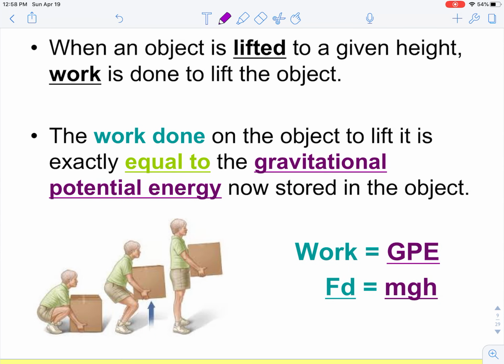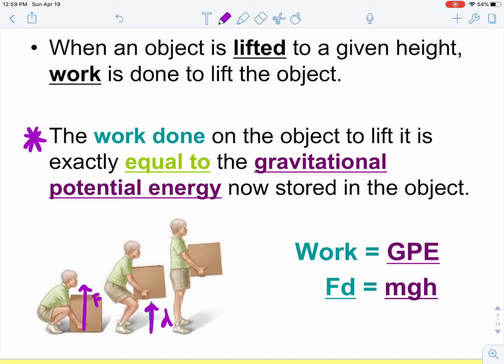So let's look at a few different examples. These slides are going to kind of be repetitive, but it's just to hammer that point in. When an object is lifted to a given height, work is definitely done, right? This person is applying a force upwards, and that box is moving an upwards distance. Those are parallel. Work is being done. The key here is the work done on the object is now exactly equal to how much energy was gained, in this case, gravitational potential energy.